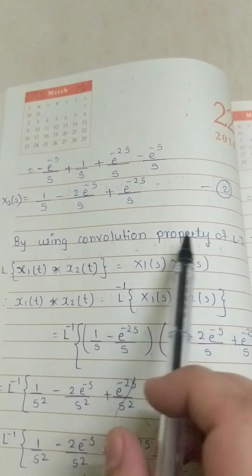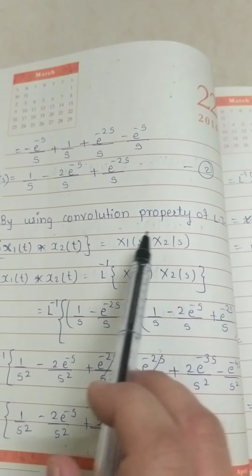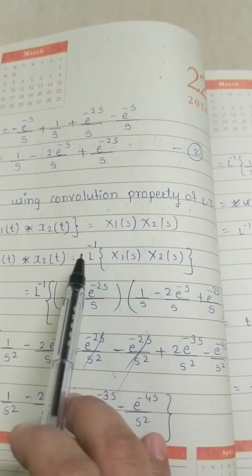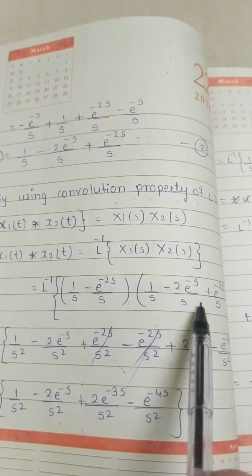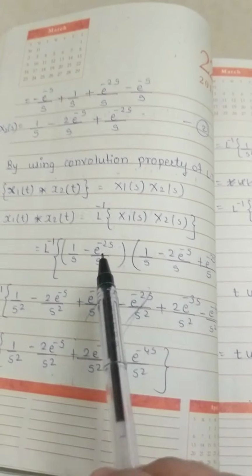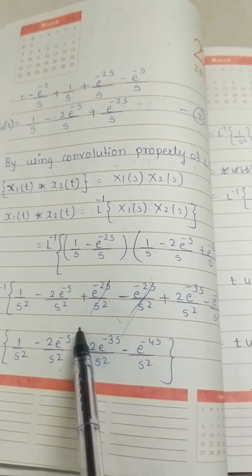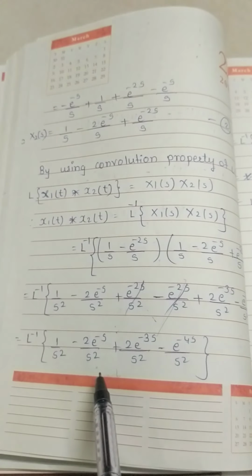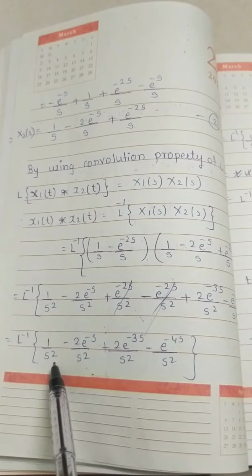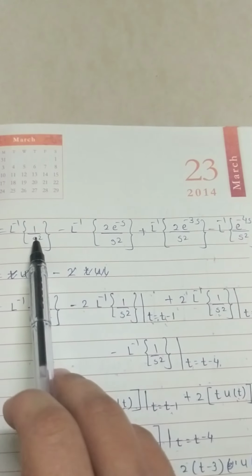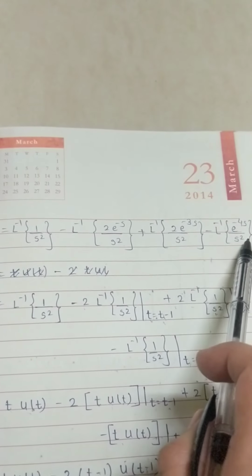Now according to the convolution property, first we have to compute the product and then we have to take the inverse Laplace transform of that product. Now substitute X1 of s and X2 of s. Then open the bracket. After opening the bracket, cancel the terms, and these are the remaining terms. Now we have to take inverse Laplace transform of this bracket. So first initially I separate the inverse Laplace transform to each and every term.